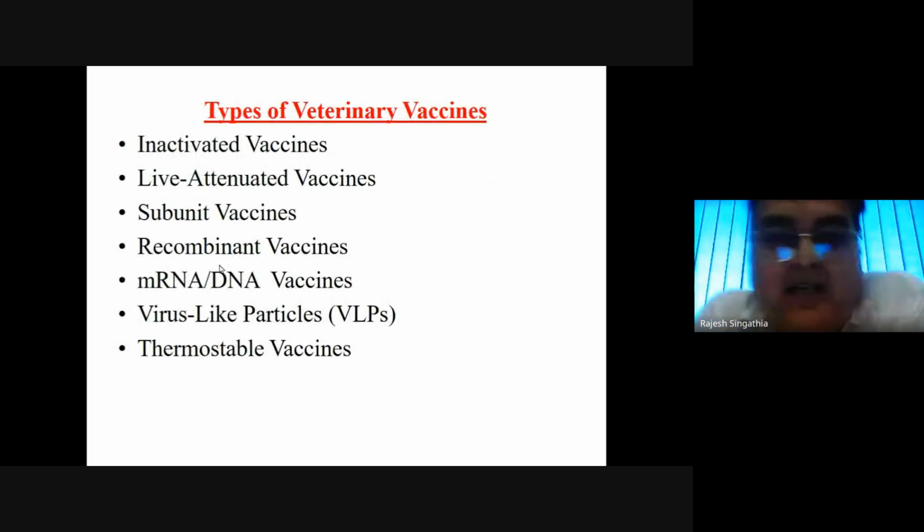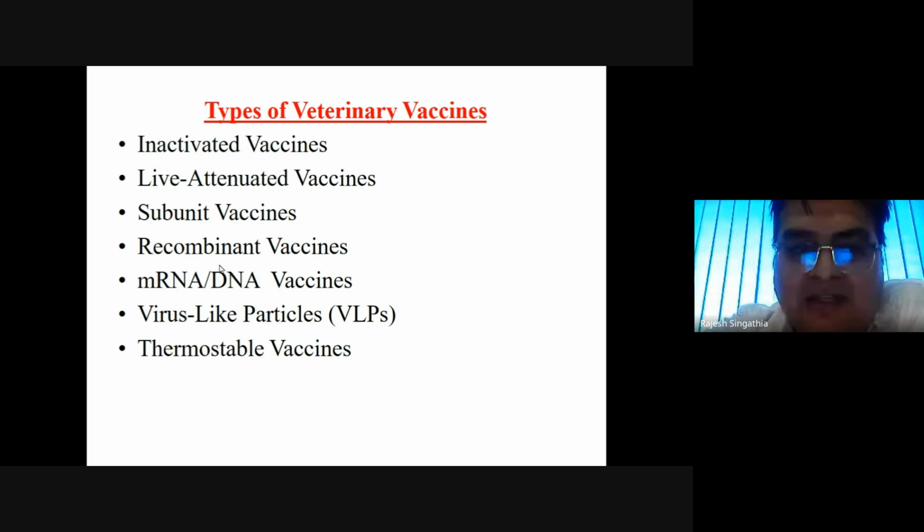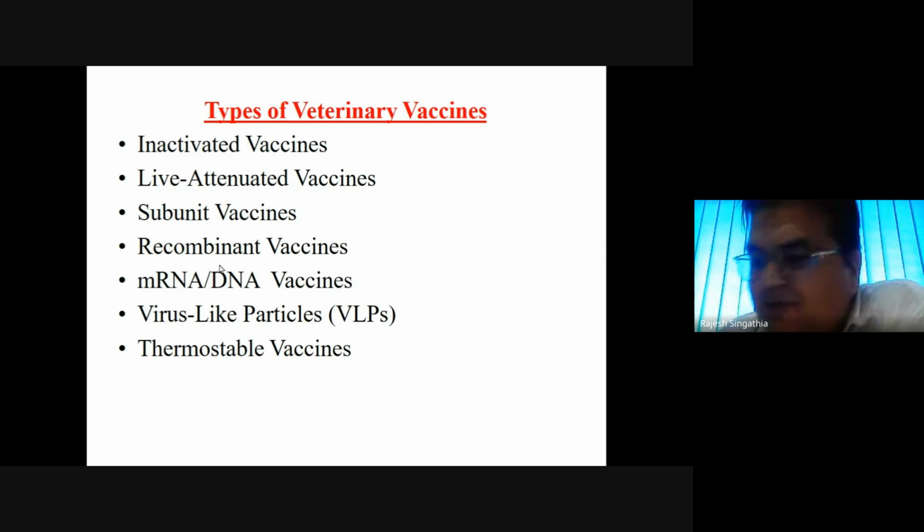Next, what are the different types of vaccines. Vaccines may be whole organism vaccines. Among these there are inactivated vaccine, live attenuated vaccine, subunit vaccine, recombinant vaccine, mRNA and DNA vaccine, virus-like particle vaccine, and thermostable vaccine.